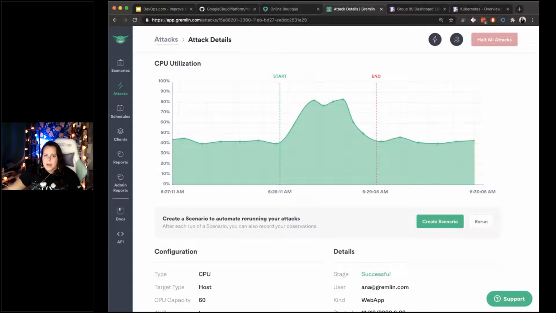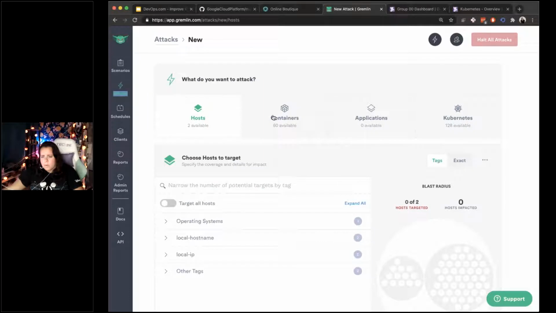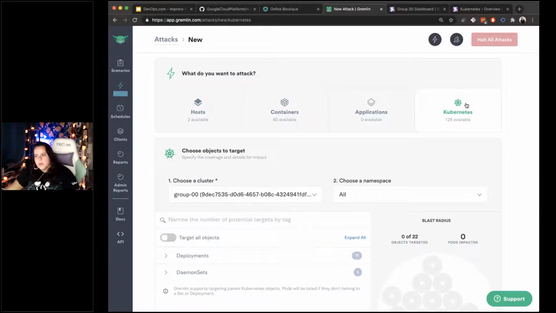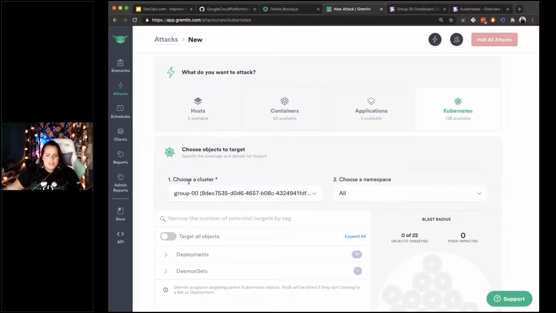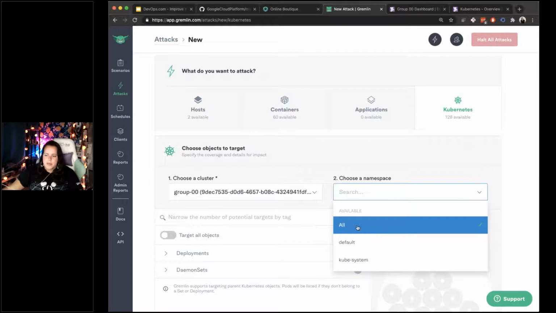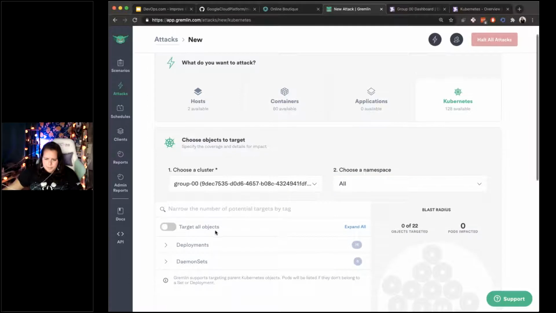So with that, we're going to head back over to Gremlin and start a new experiment. When we come to Gremlin, there's various things you can do. Right now, the first attack I just did was over on the host layer. We can start targeting things on the container layer, or we can head on over to our Kubernetes. For this one, I'm going to be doing it on our Kubernetes layer offering. We get to start by selecting the cluster that we want to use today. This is my group 00 cluster that I'll be using. If I wanted to scope it down by namespace, I'm able to do that. We don't have too many namespaces on this environment, so we'll just keep it there.